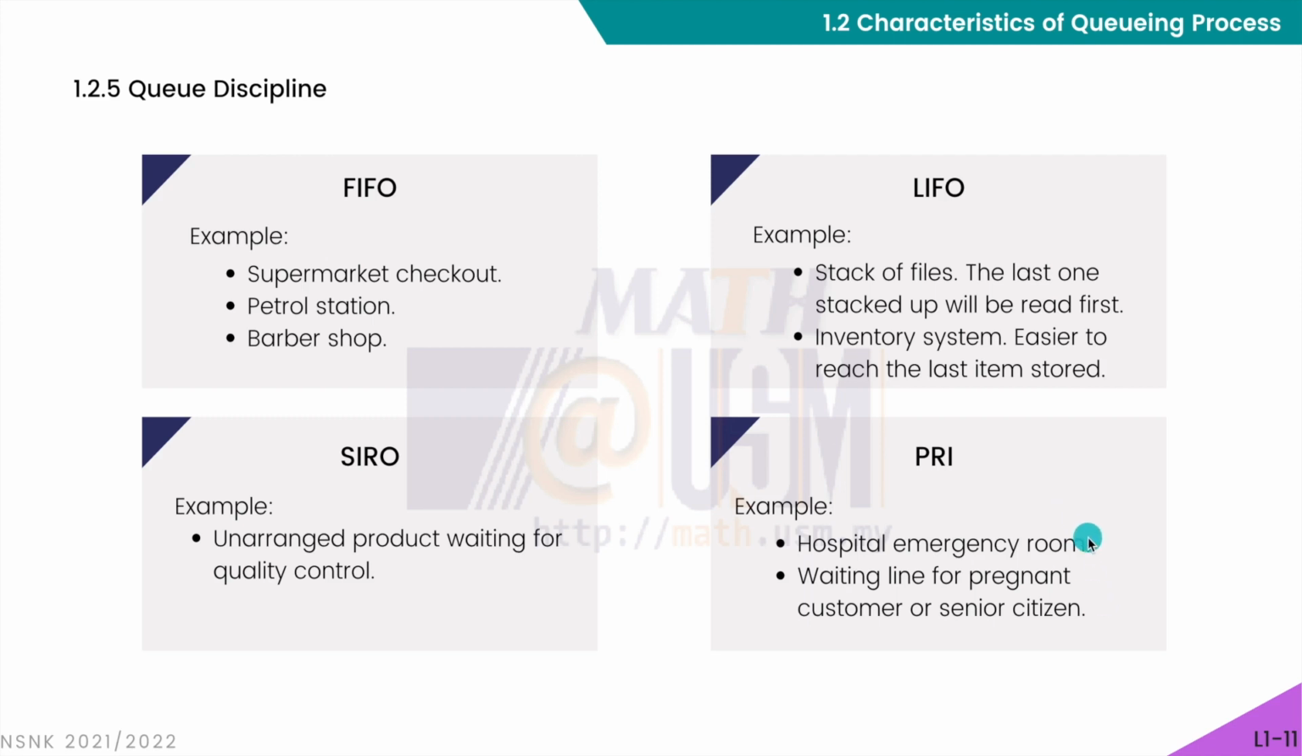For preemptive, the server will abandon the current customer it is serving to entertain the customer with the highest priority. But for non-preemptive, the customer with the highest priority will only go to the head of the queue, but has to wait until the server completes providing service to its current customer.